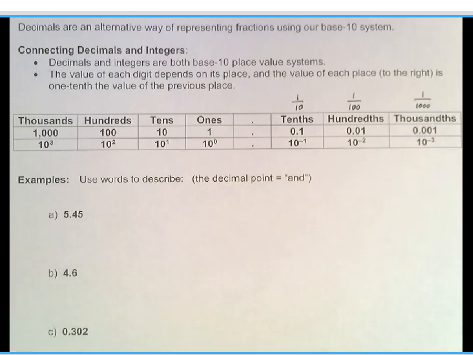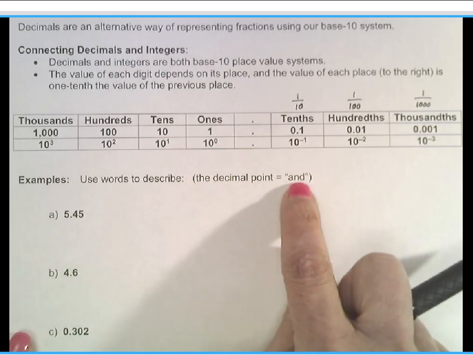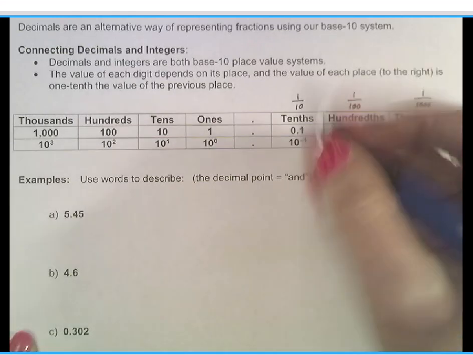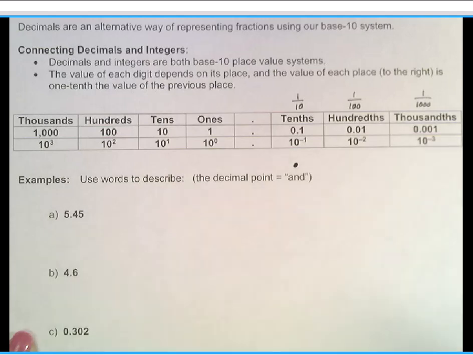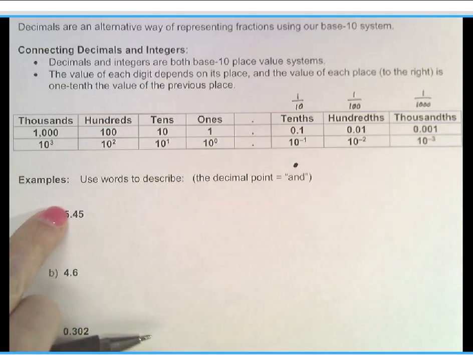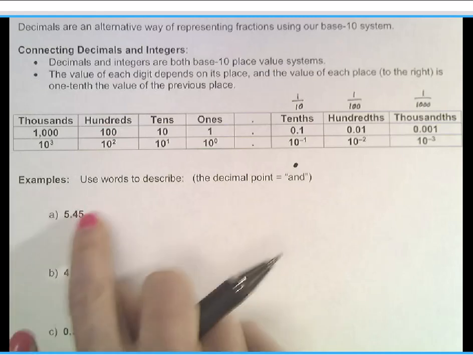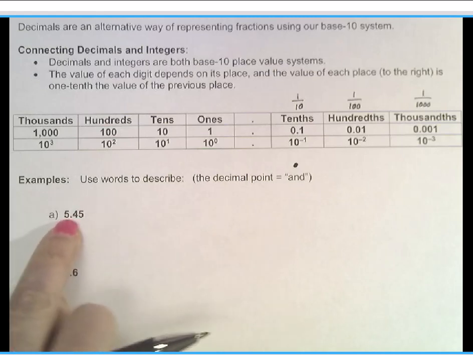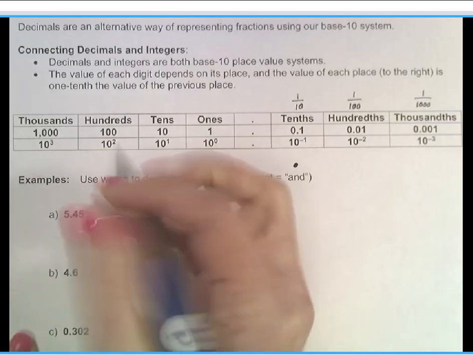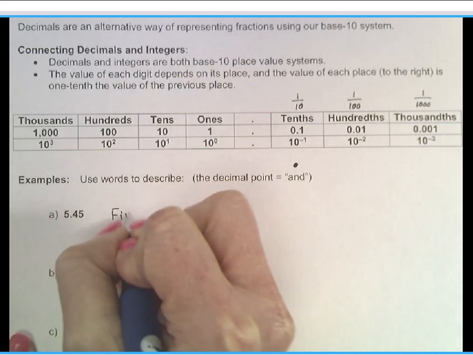So one thing you'll be asked to do is to be able to say a decimal number in words. You need to be careful when you use the word and. And is always going to represent the decimal point. So we're going to say and when we get to the decimal point. And we're going to lump the numbers together before on the left side of the decimal and on the right side. So this first number on the left is just 5. So you're just going to literally write it out as 5.